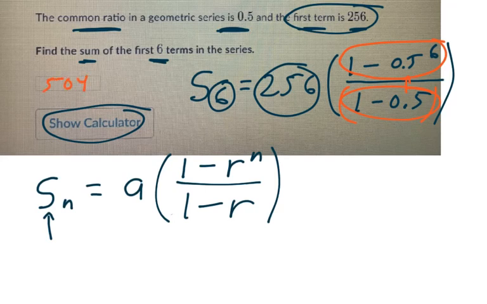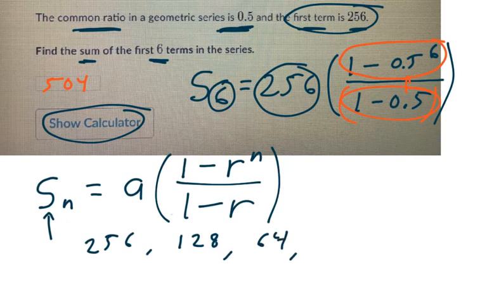Now, let's delve into this a little bit more. What we just accomplished with this, guys, we were told the first number was 256. The next number was half as big. That's what the ratio meant. So the second number was 128. The third number is going to be half of the second number, 64. Each time we're going to do a half, you see?